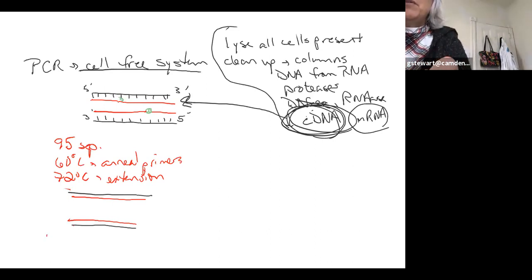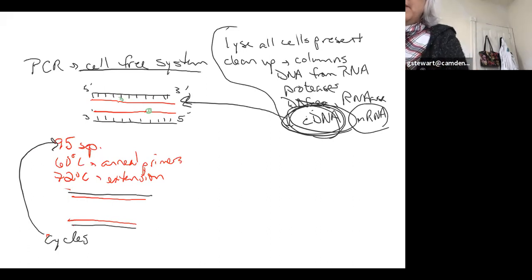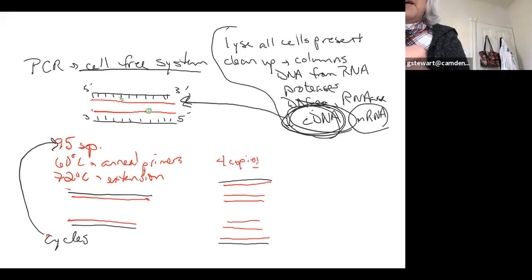So we have to do multiple cycles. You'll see that sometimes you'll say we did 30 cycles or we did 50 cycles. So what that means is we repeat 95, 60, 72. And on the next repeat, we still have these guys, they're going to get a new complementary strand. And then we also have the complementary strand that we made, and they're going to get a complementary strand, right? So now we have 4 copies, cycle 2. And then we repeat it again and again and again.